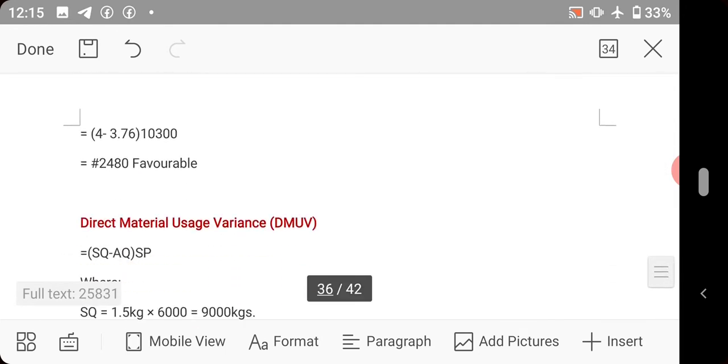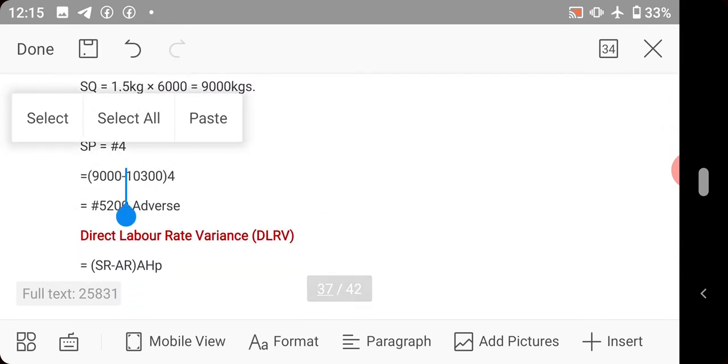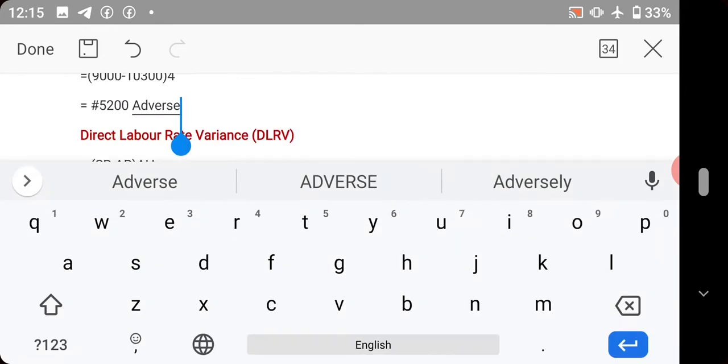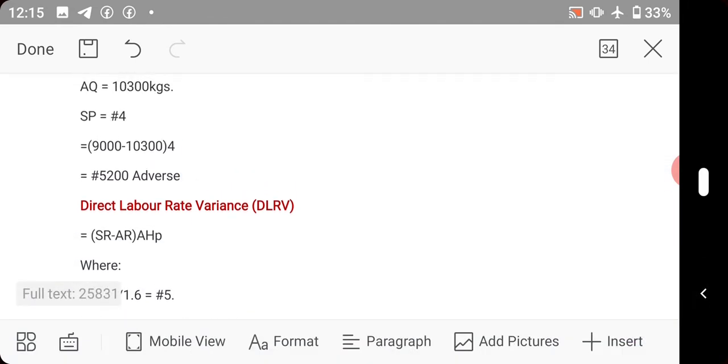So we'll come back to what we were doing before. You substitute: 9,000 minus 10,300 times 4 will give you 5,200, and it is adverse. Why is it adverse? It's adverse because the difference in the bracket is negative. Remember, these things are at your disposal, so you can look at them and get hold of what you want.